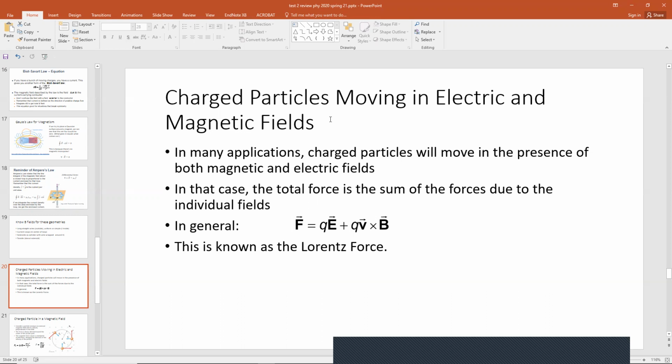Now the implications here are that electric fields exert forces on all charged particles, whether they're moving or not. But for magnetic fields, the charge must be moving in order to exert a force, okay? Now, for magnetic fields, the force will be exerted in a direction dictated by the right-hand rule, okay? So make sure you know your right-hand rule.